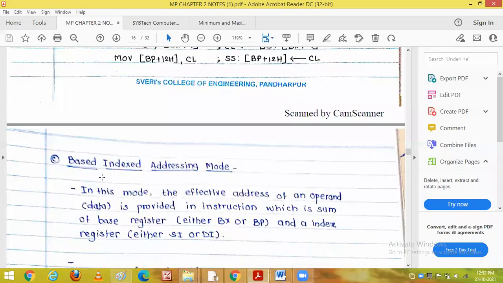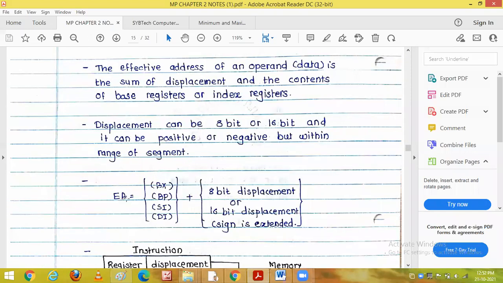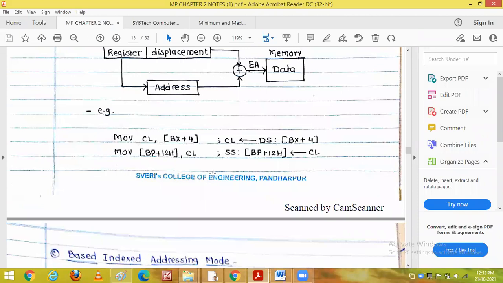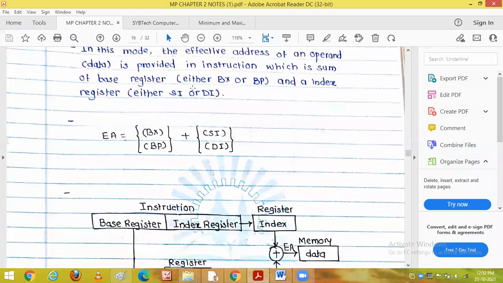Again, one more subtype, that is base indexed addressing mode. Here you clearly use indexing, that is source index and destination index. You add the source index or destination index to your base register or base pointer. In the previous mode, you used an effective address along with the register, but here these two, source index and destination index, are added to BX and BP, the base register as well as the base pointer. It becomes an effective address in the indexed addressing mode.